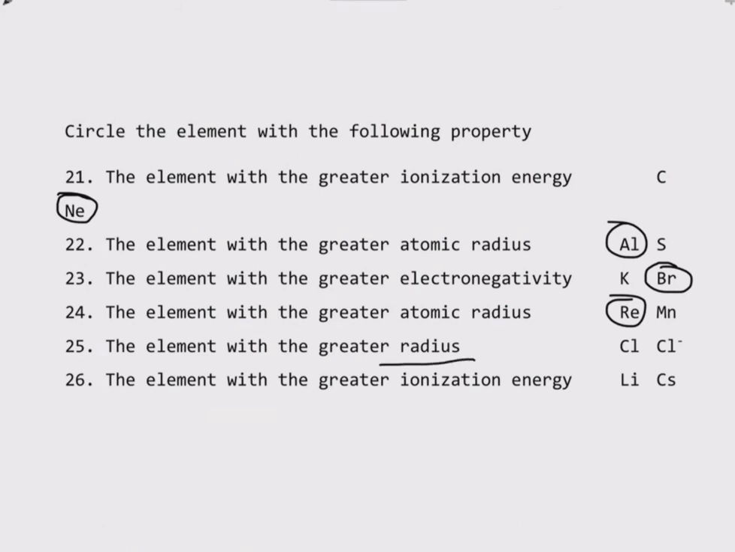Greater radius, the neutral chlorine atom or the chlorine ion, which is negative. A negative ion is always bigger, with a larger radius, than its neutral atom. A positive ion would be smaller than the neutral atom. Ionization energy, a higher ionization energy. Well, ionization energy decreases from top to bottom. Lithium is in the same group, the alkali metals, with cesium, but lithium is at the top, so it would have a higher ionization energy than cesium, which is down close to the bottom.